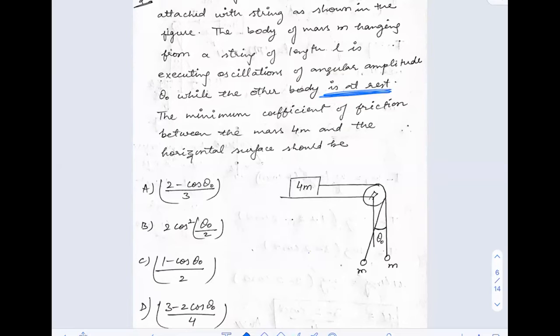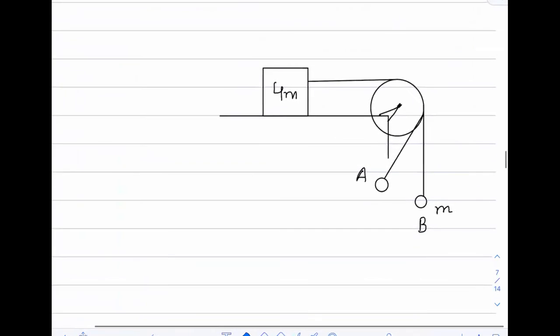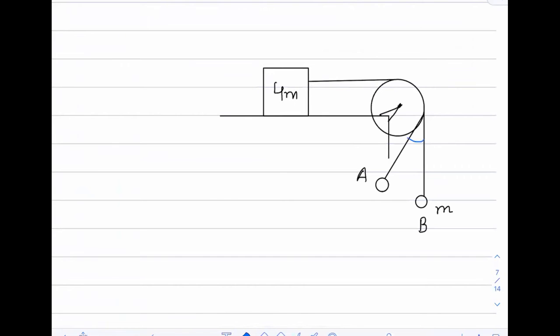Okay, so how do we do this question? Just see, I'm explaining this situation here. The question says that this angle is theta. Okay, the angular amplitude is theta. And this mass 4m is at rest. This is not moving, this is at rest.